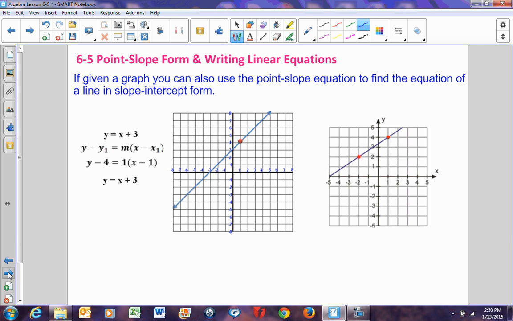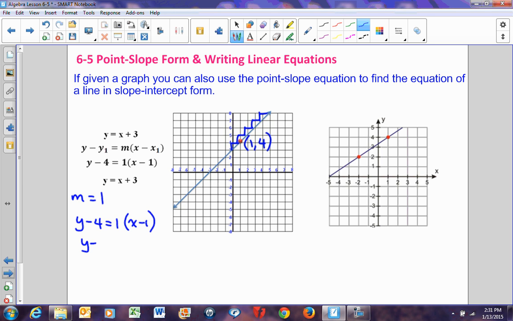If we look at this first problem here, this is the point 1,4. I can use my slope, because I can see up 1 over 1, up 1 over 1, up 1 over 1, up 1 over 1, which means my slope is 1. So essentially, they did exactly what we did here. They did y minus y1 equals m times x minus x1. So my slope was 1, the point was 1,4, so y minus 4 equals 1 parentheses x minus 1.